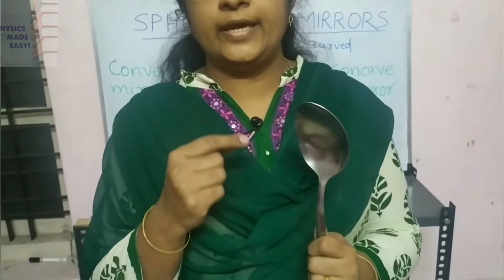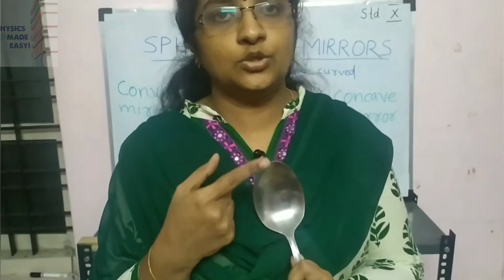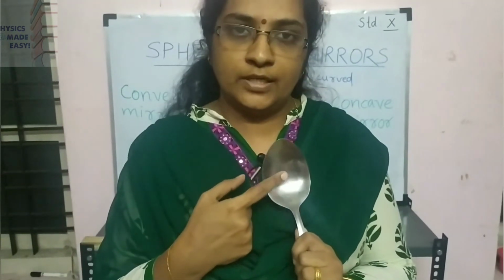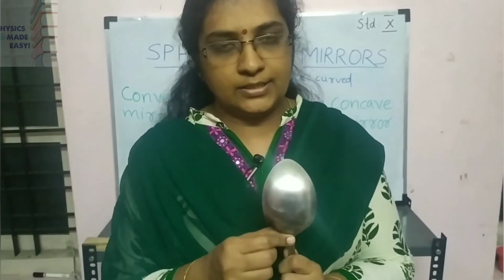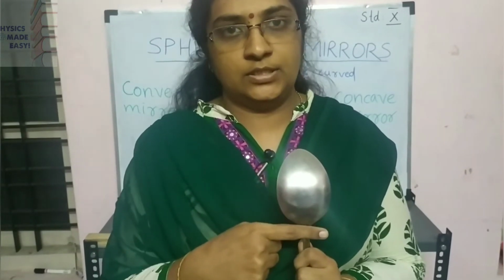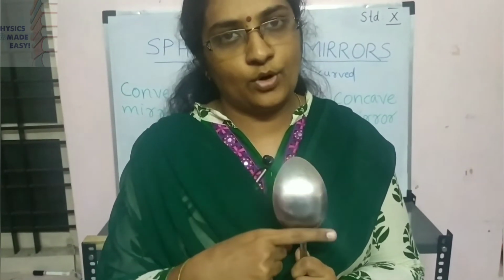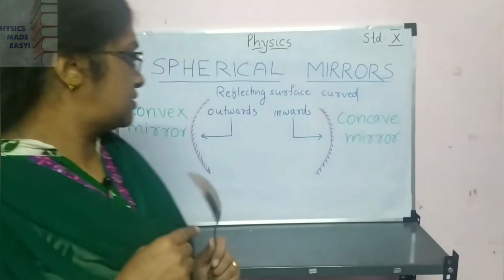You know, in case of a mirror, one surface is highly polished. So, if the surface which is curved inwards is highly polished, that is one type of mirror, and like that, if the surface which is curved outwards is the reflecting surface, the highly polished surface, we can call that by another name.